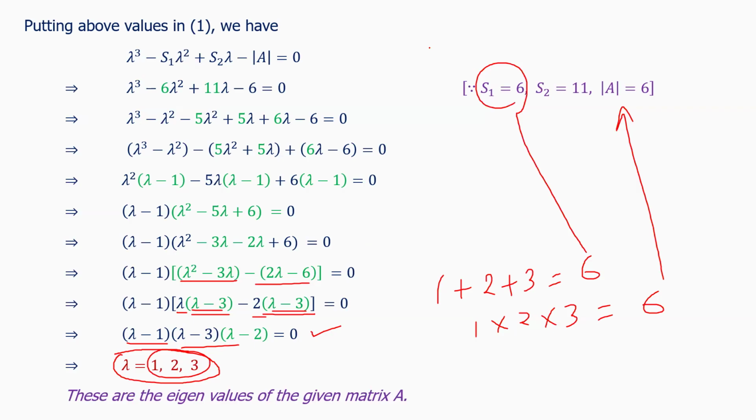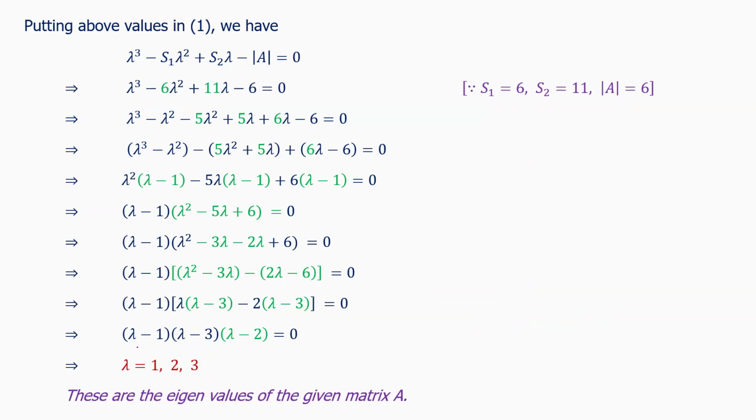Here, the eigenvalues are 1, 2, and 3. Now we want to find the eigenvector corresponding to lambda equal to 1, lambda equal to 2, and lambda equal to 3. In the examination, sometimes they will not ask all three. They will ask to find the eigenvector corresponding to the smallest eigenvalue. So here, what is the smallest eigenvalue? It is 1. Sometimes they will also ask for the eigenvector corresponding to the greatest eigenvalue. So here 3 is the greatest eigenvalue.